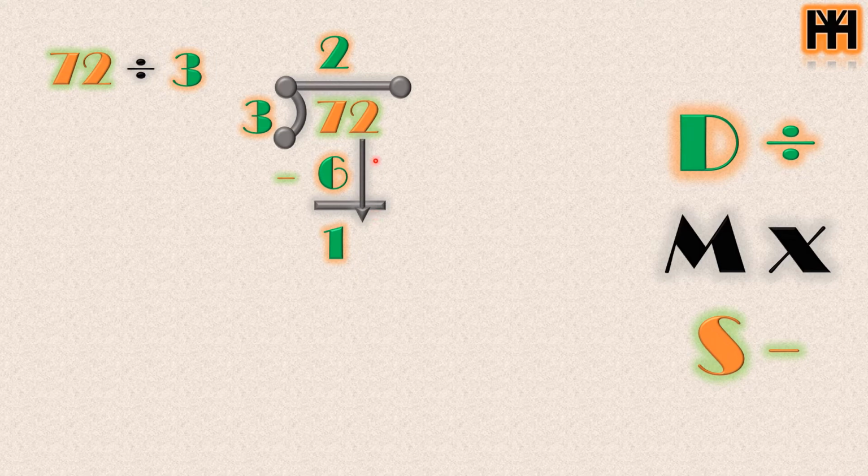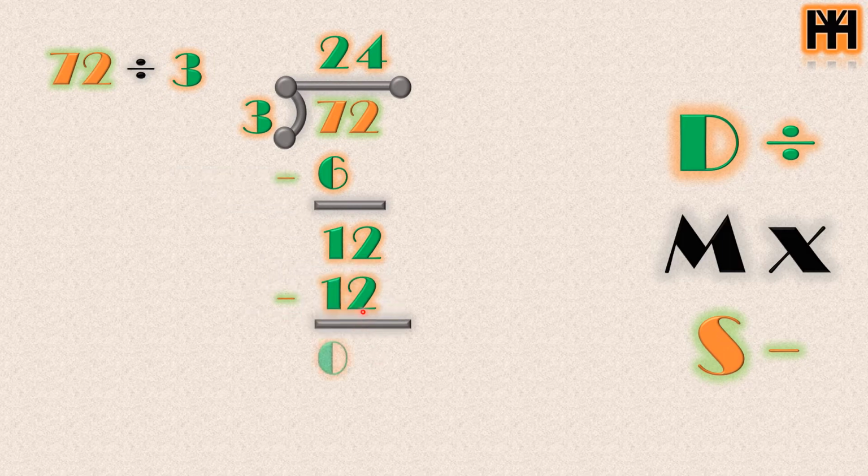Then take down the 2. Now it's 12. How many 3s are inside 12? It's 4. So you multiply 4 by 3. It's 12. Then subtract them again. Then the result will be 0. So 72 divided by 3 equals 24, and the remainder is 0.